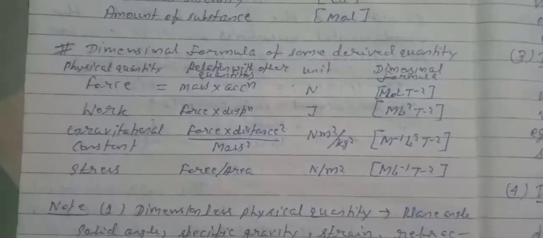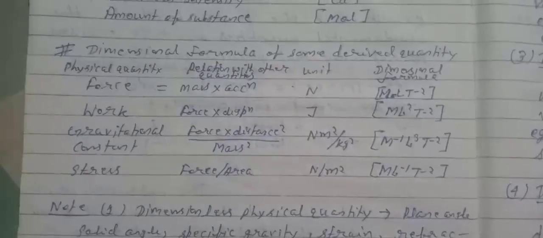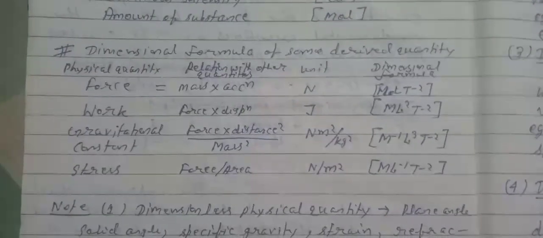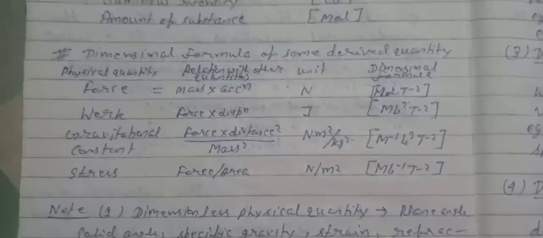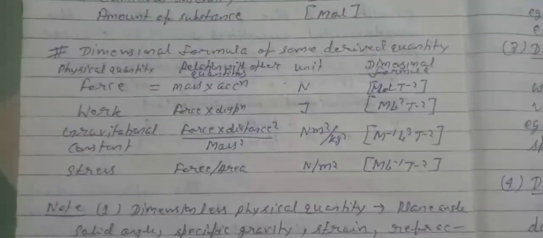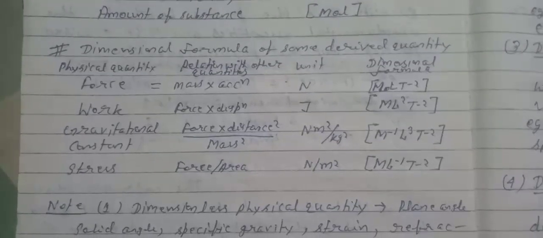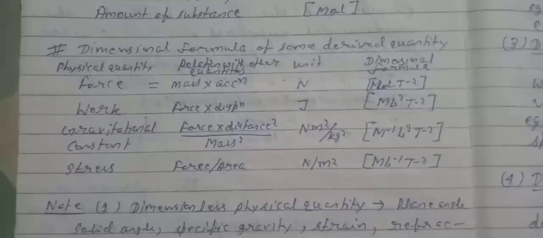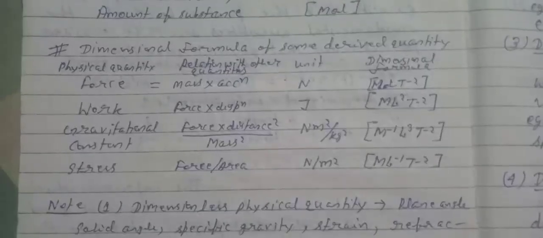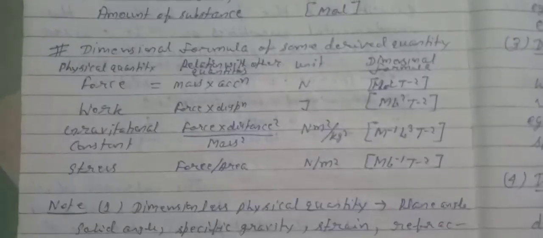Dimensional formula of some derived quantities. Physical quantity force, mass into acceleration, unit Newton, dimensional formula MLT^-2. Work, force into displacement, unit joule, dimensional formula M into L^2 into T^-2.